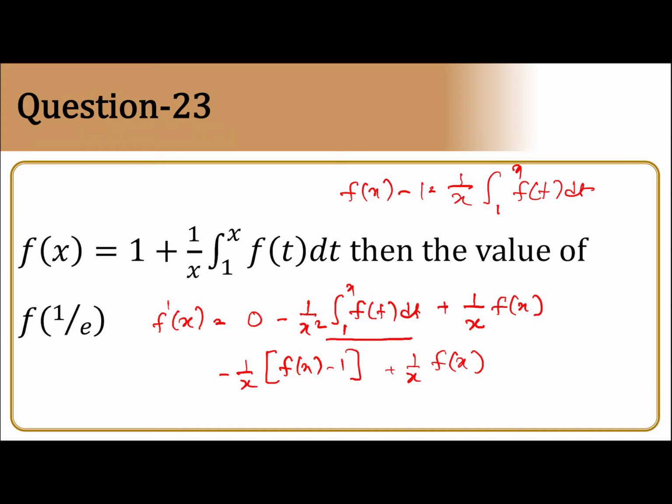So these two terms will cancel. These two terms will cancel. We get finally f dash x is equal to 1 by x. So f of x is equal to log x plus c. So f of 1 is equal to c, 0 plus c.